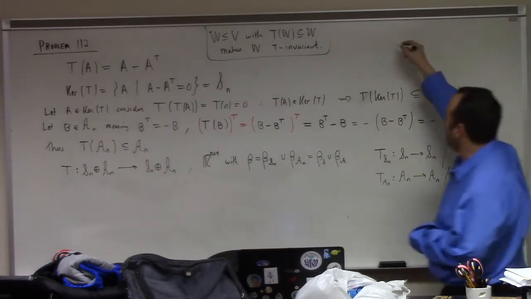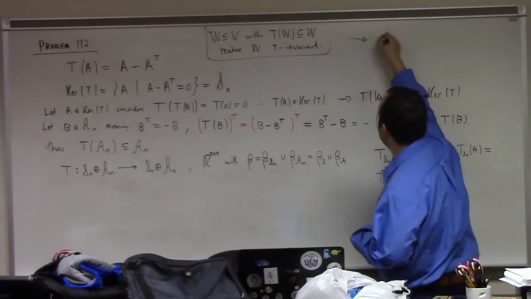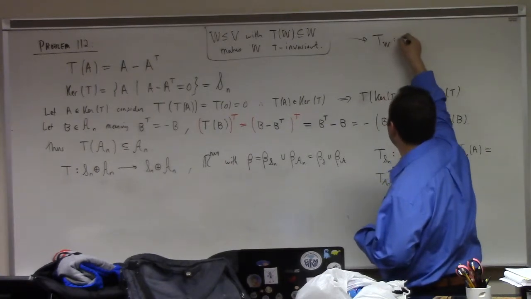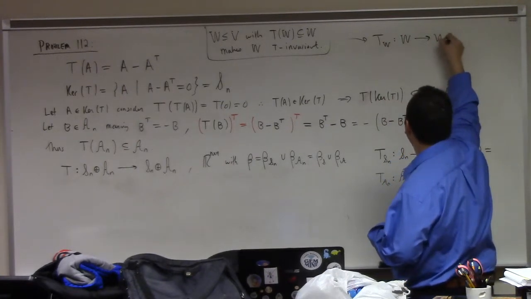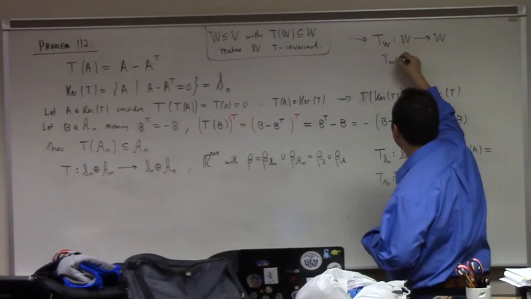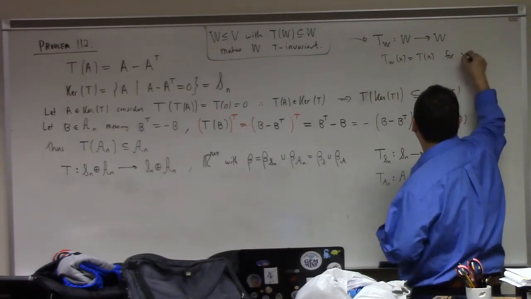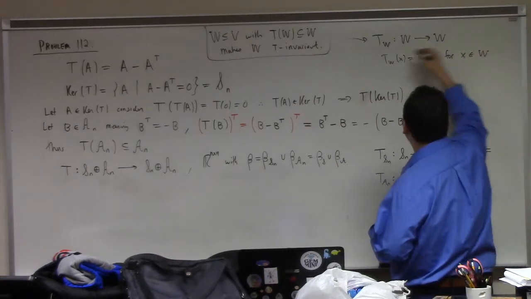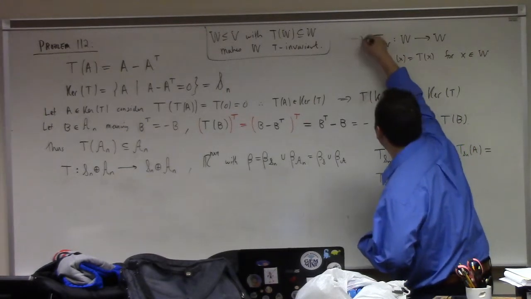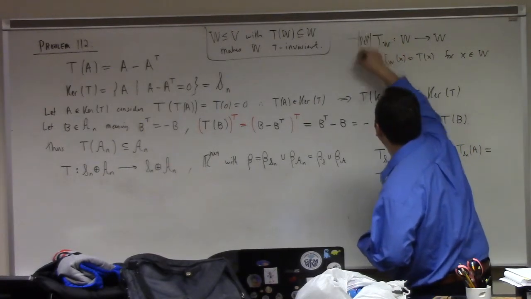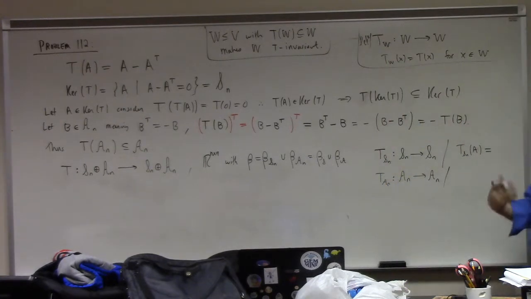Remember T sub W. If this is the case, then you can define T sub W, which is a new mapping that goes from W to W, where T sub W of X is just equal to T of X for X in W. That definition is only available if our subspace is an invariant subspace. If it's not an invariant subspace, I can't logically define these mappings, but here I can.